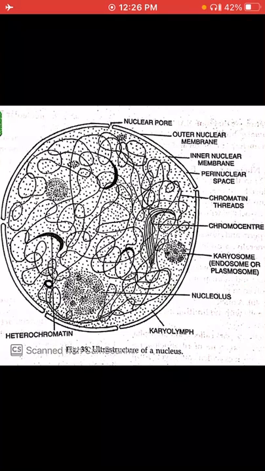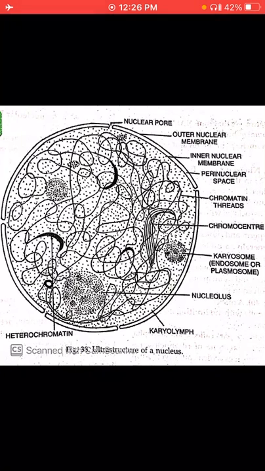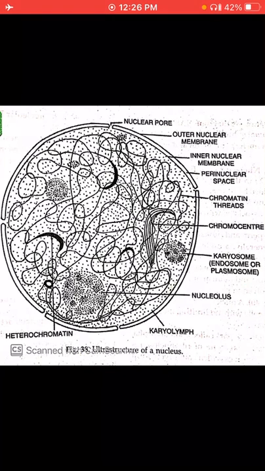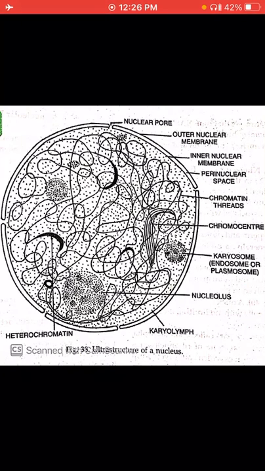Now the nuclear pore, as we can see in the figure, is an opening between the nuclear membrane. The diameter of the nuclear pore is about 400 to 1000 Angstrom. The average size is 800 Angstrom. These are the pores which let things go in and out of the nucleus.